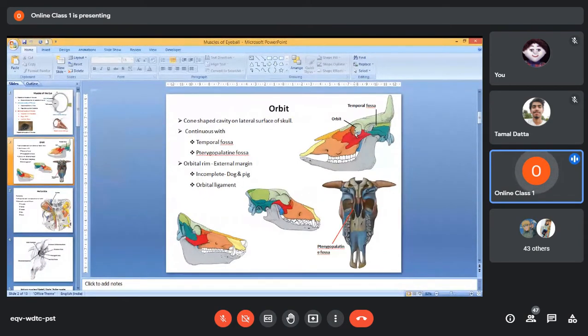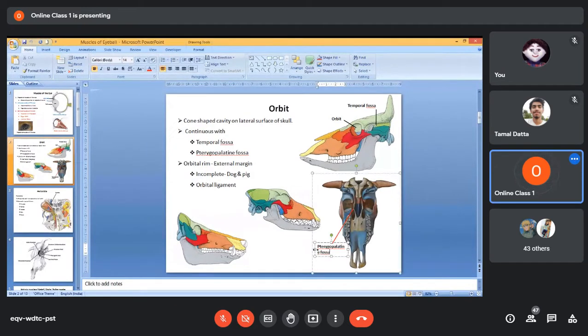So this orbit, if you see, it is posteriorly continuous with the temporal fossa. If you remember, this area is the temporal fossa. So it is posteriorly continuous with the temporal fossa and also with the pterygopalatine fossa. The pterygopalatine fossa is this area. You see, I have labeled here. So this area is the pterygopalatine fossa. You see, the maxillary hiatus is here, just behind the maxillary hiatus, lateral to the posterior nare. So this area is called the pterygopalatine fossa.